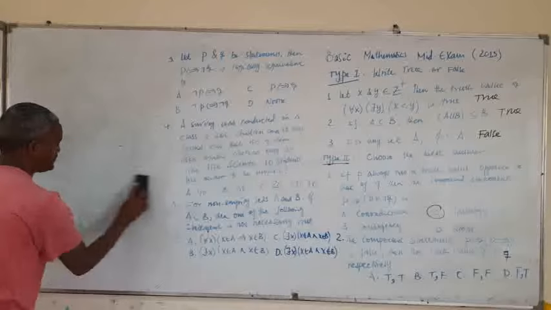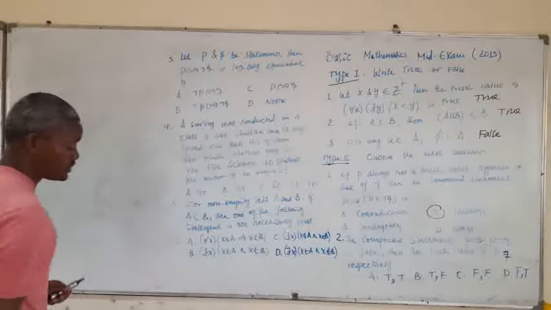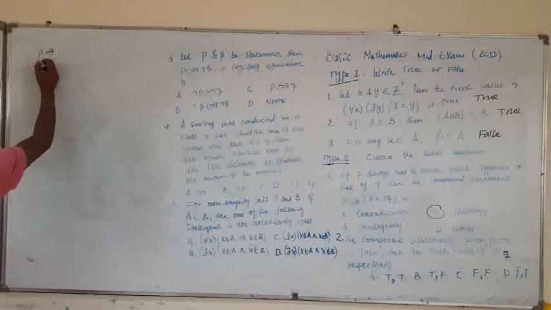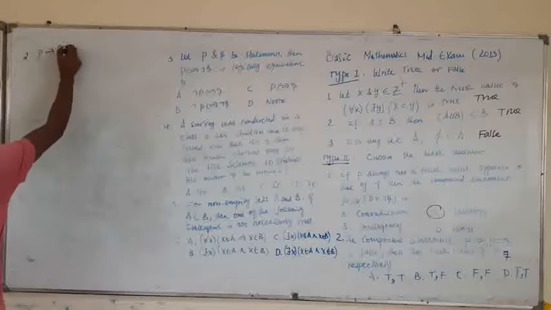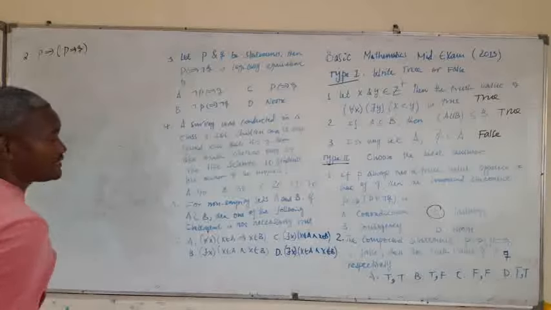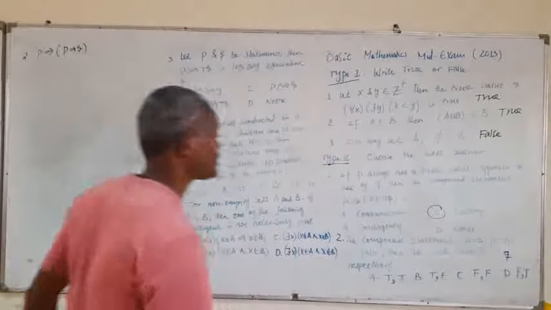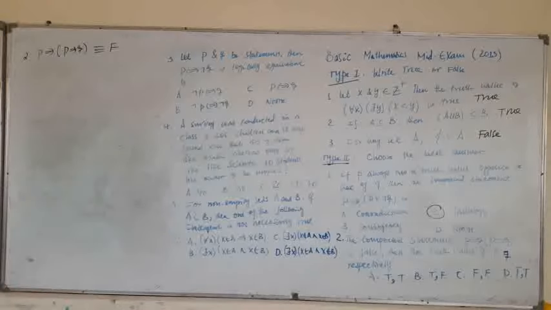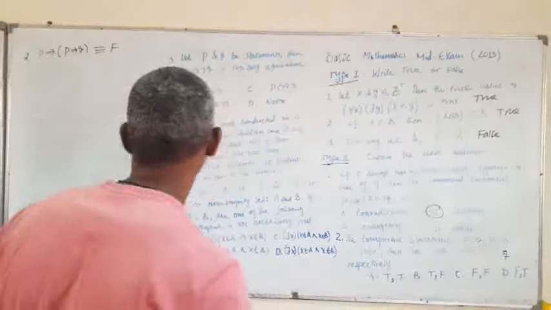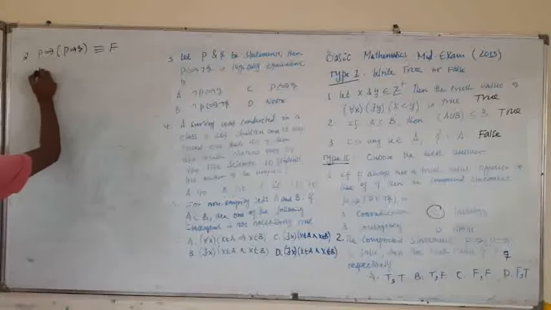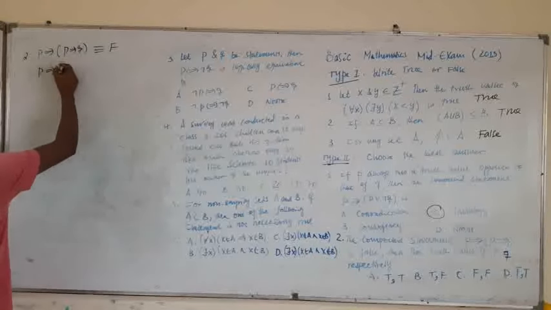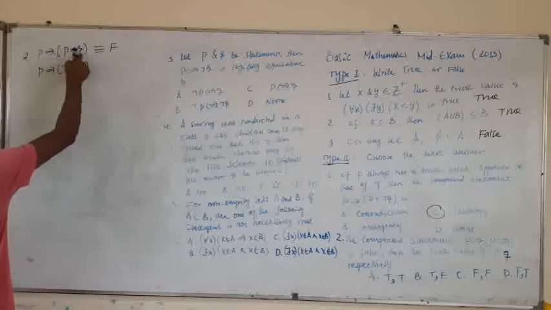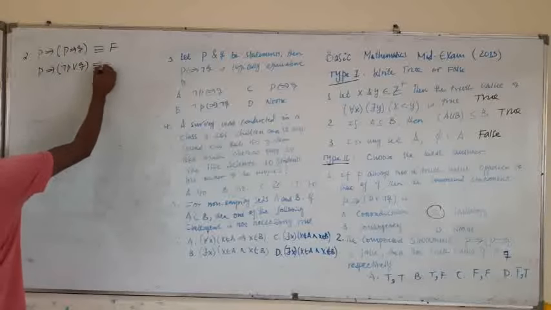So the compound proposition P implies Q is given as a false compound proposition. Then what will be the truth value of P and Q? Using equivalence, P implies Q is equivalent to negation of P or Q, which is a false statement.